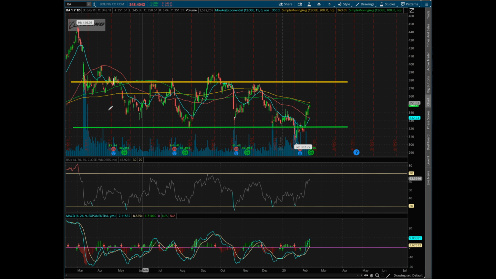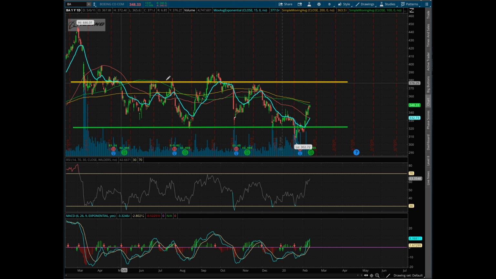So we can see that in the past year, Boeing hit the 320 area 1, 2, 3, 4, broke, but then came right back, 5. So 5 times in a year, Boeing hit this 320 mark. That is a good support. So this is where my trend line will be.